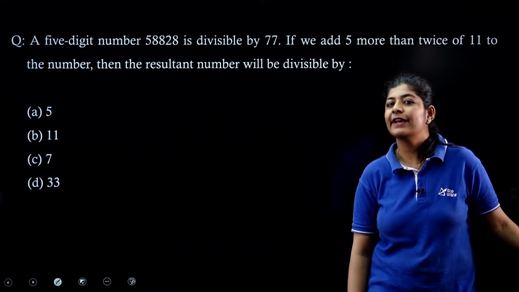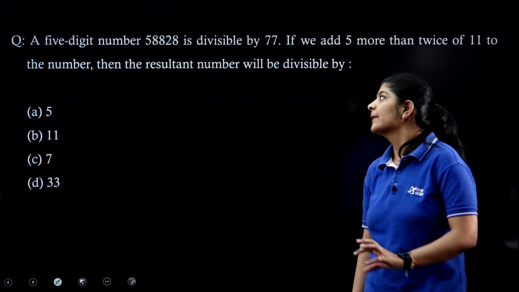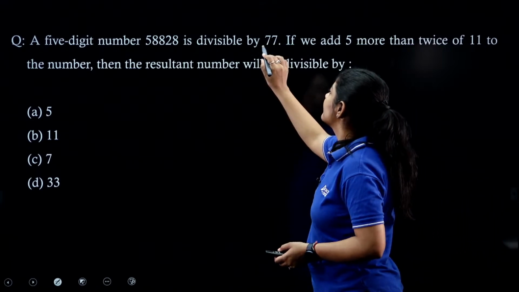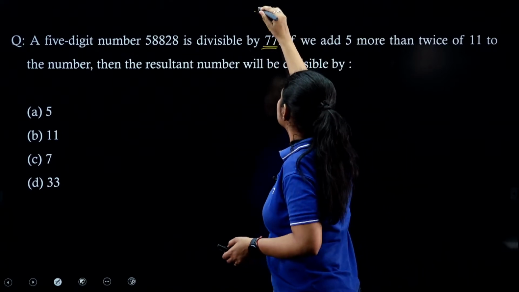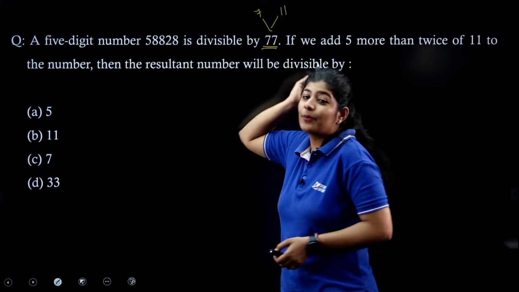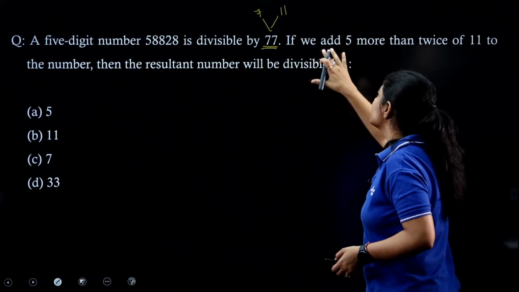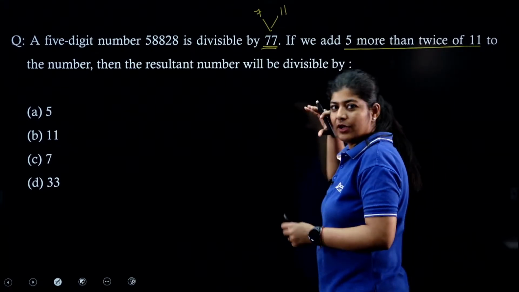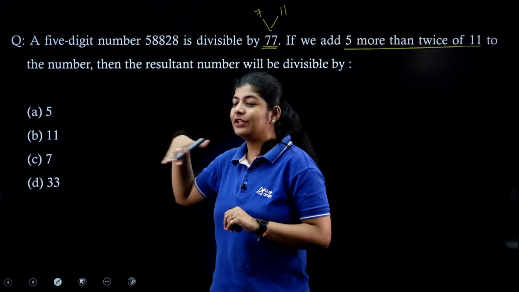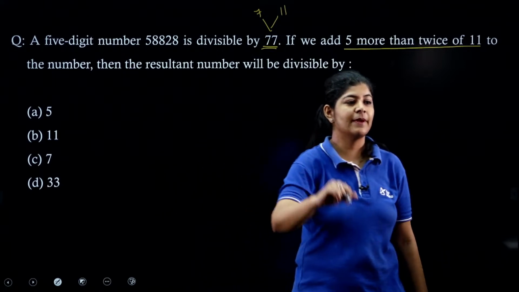Here we are having a 5-digit number, right? And that 5-digit number is divisible by 77. If you want to factorize, then you can factorize as 7 and 11, but there is no point to do that. The question is saying that if we add 5 more than twice of 11, we will get some number, and we need to check that number is divisible by which number.